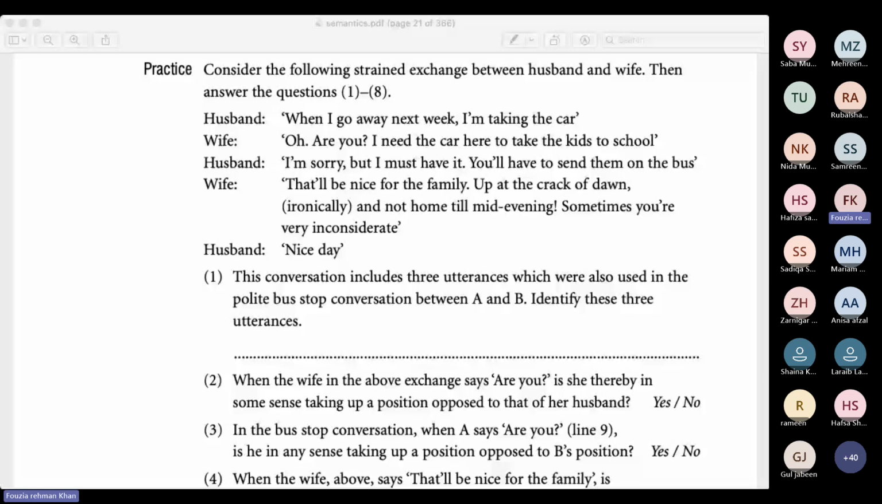Now let's get to this exercise. The conversation includes three utterances which were also used in the polite bus stop conversation between A and B. Identify these three utterances. What we are trying to do is see that the sentences are similar, but the speaker's intention in saying them is different. For instance, the first one: the wife says, are you? And at the bus stop also, he says, are you? So what's the difference? Raise your hands and I would like you to speak about this difference. The sentence is the same. How is it different in the two conversations?